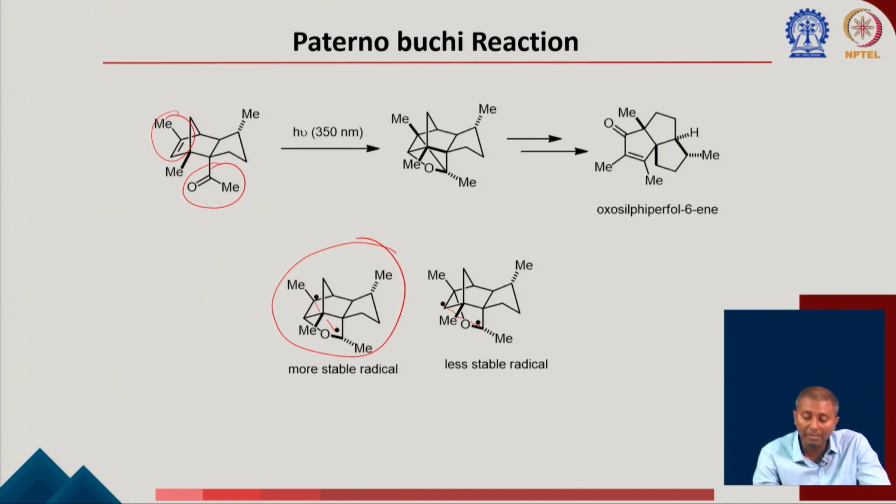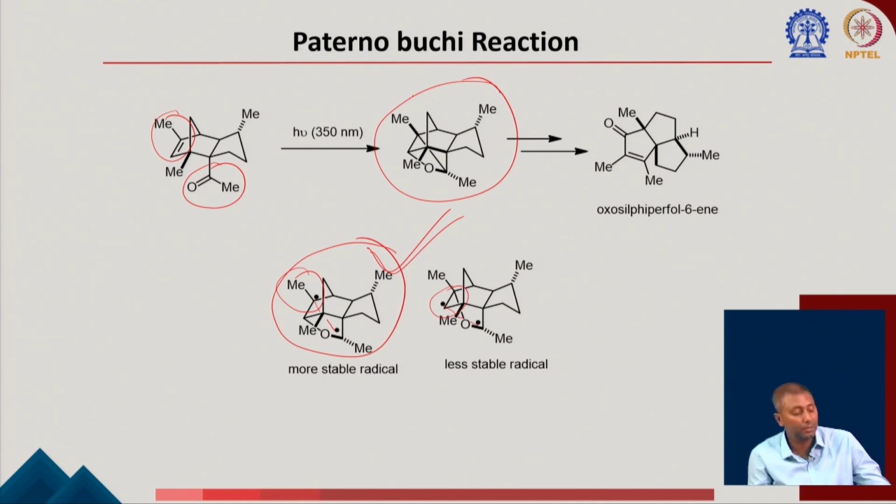So which will be the ideal scenario? Again, that depends on which radical will be more stable here. You can see this radical will be tertiary and this will be secondary. So this will be the winner, and that is how you end up getting this product as a major product, which will be converted to a natural product after a few steps.